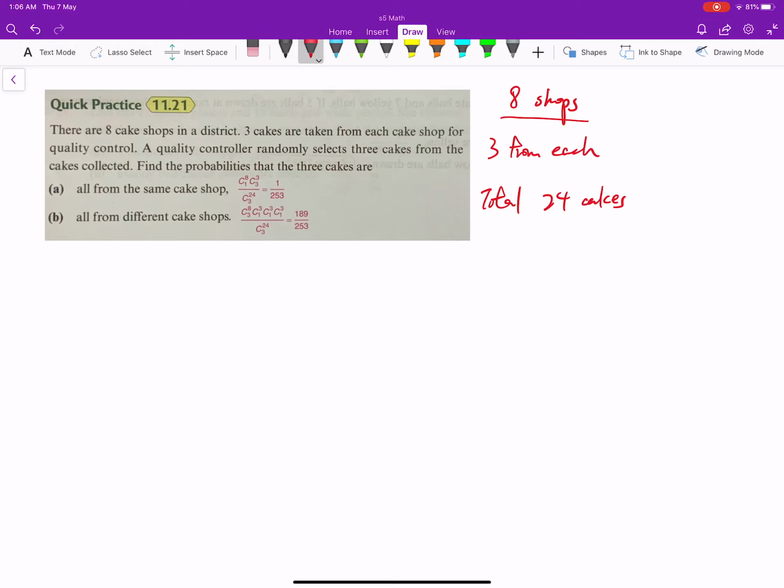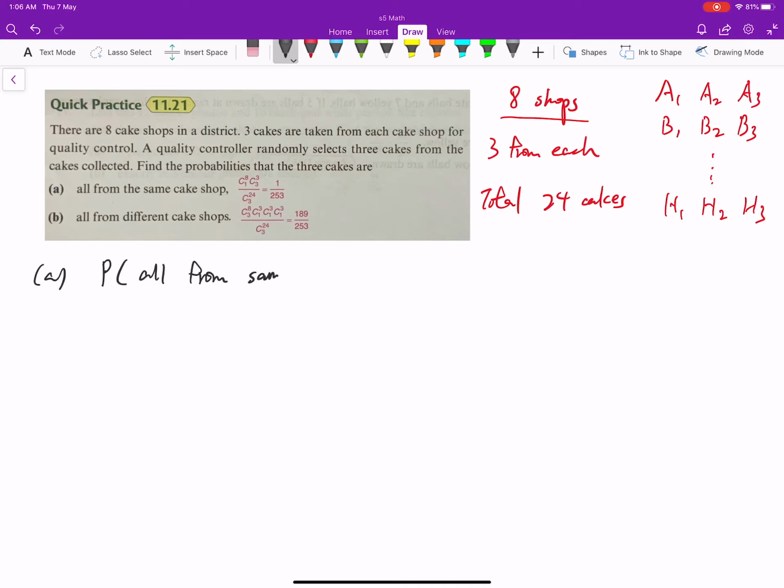Like if this is from shop A, we use A1, A2, and A3 to represent the cakes taken from shop A, and then you have B1, B2, B3, etc., and then up to H1, H2, and H3. Okay, so now part A, all from the same cake shop. All from the same cake shop.